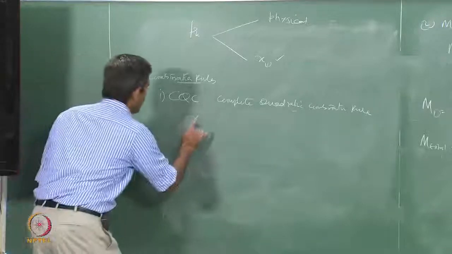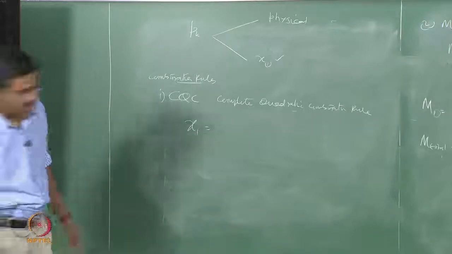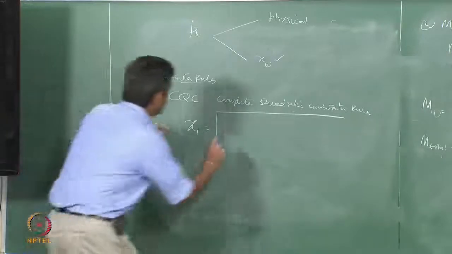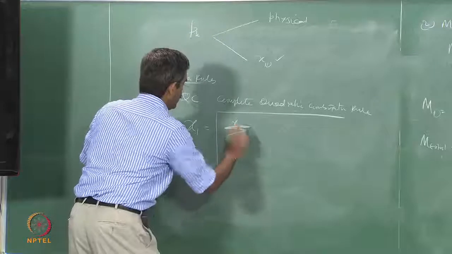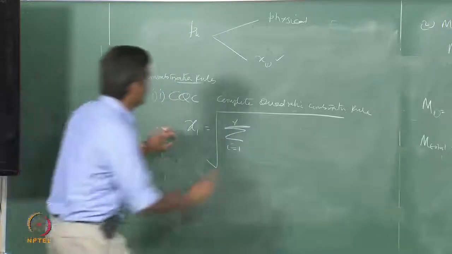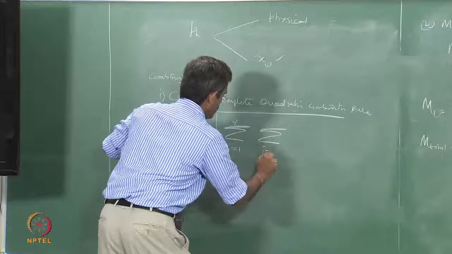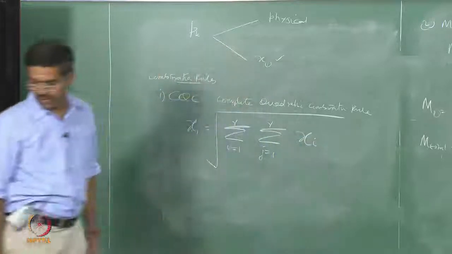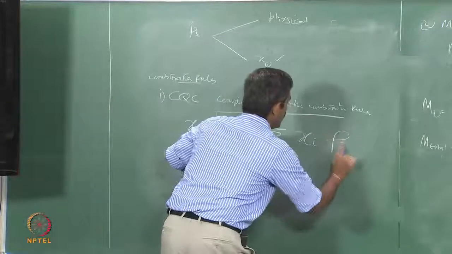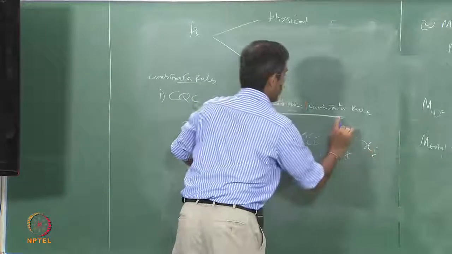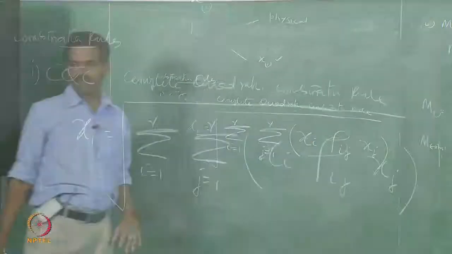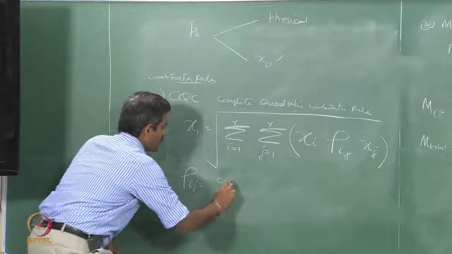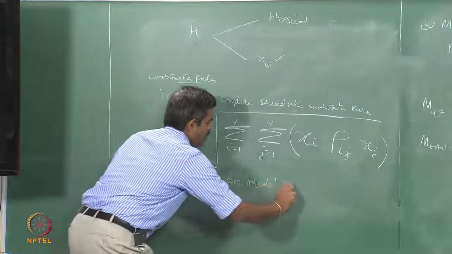So, this says that if you want to find x1, it is the square root of the double summation, i equals 1 to r, j equals 1 to r, of xi rho ij xj, where rho ij is called the cross modal coefficient.